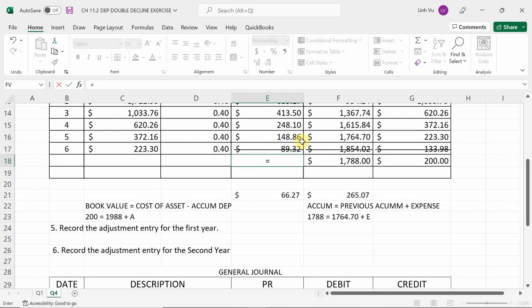You have 1764 right now. How much do I need to add to get to 1788? Look at your equation down right here. Right now, I need to get to 1788. I have 1764. How do I get there?